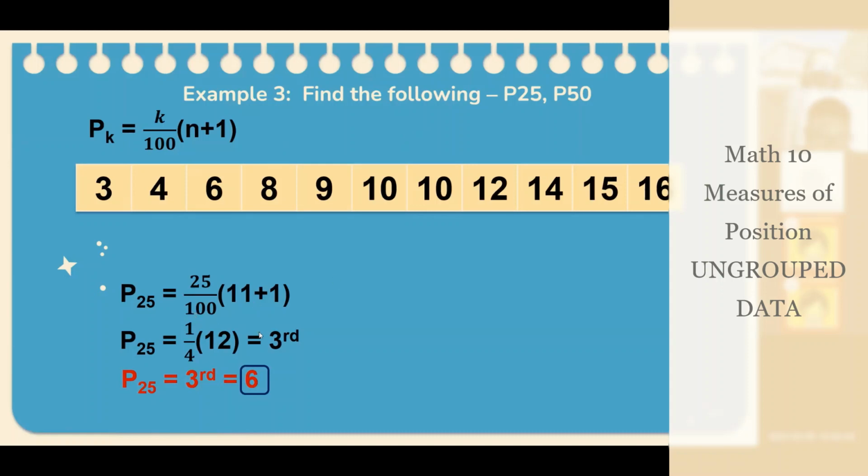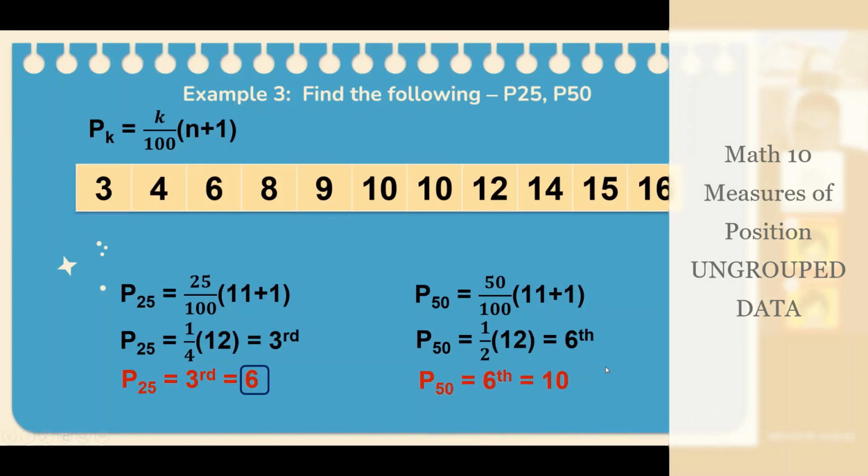Okay. Yan. Next. Percentile 50, it's the middle. It's the median. So, remember, there's quartile 2, decile 5, percentile 50 are all the same. They are all the same as median, the middle number or the middle score. So, 50 over 100 times 11 plus 1, 50 over 100 is 1/2. Times 12 is equal to 6. It's the 6. Exactly. Hindi na tayo mag-a-add dito, then divide by 2.